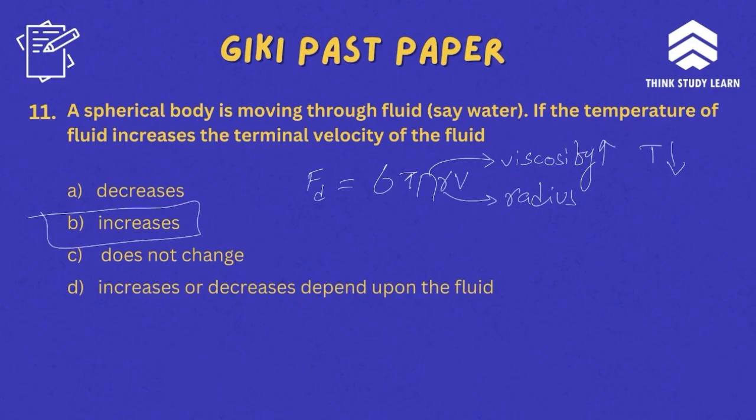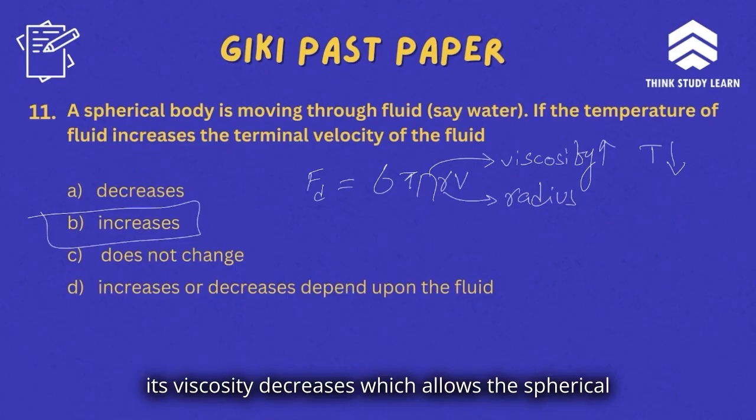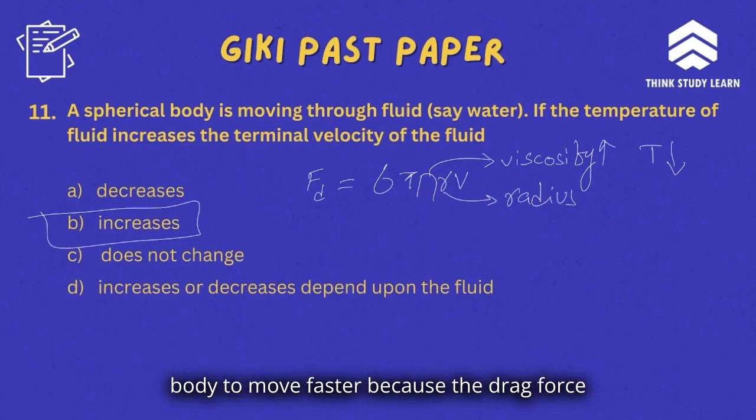So we can see that when the temperature increases, the viscosity decreases and the terminal velocity increases, which is option B. So as the temperature of the fluid increases, its viscosity decreases, which allows the spherical body to move faster because the drag force balances the gravitational force. This results in a higher terminal velocity.